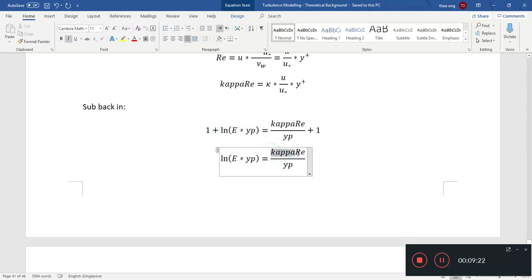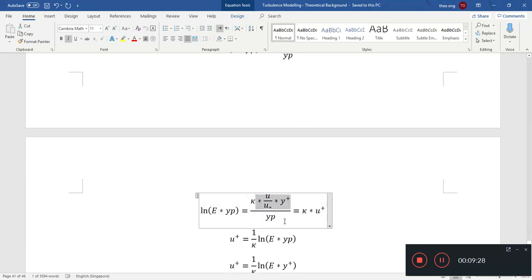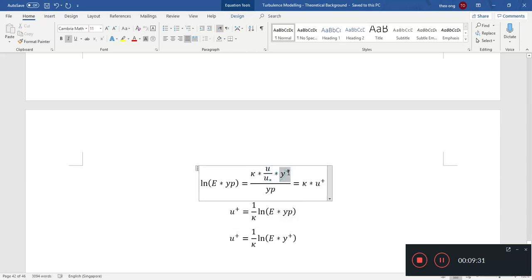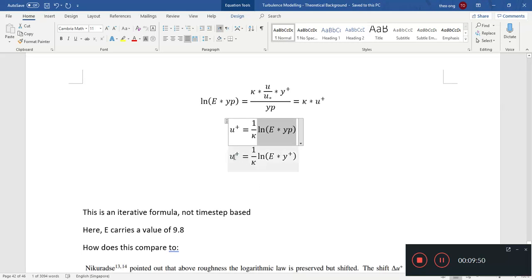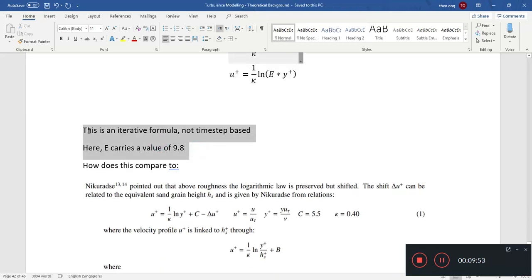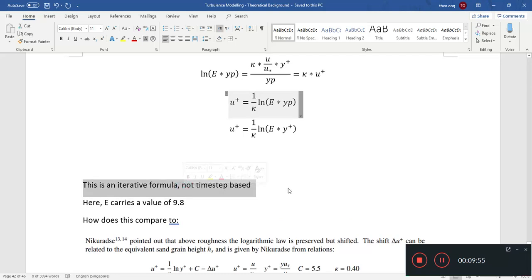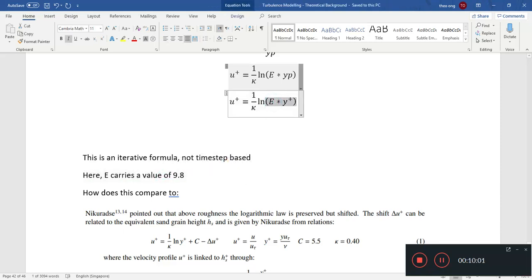We substitute kappa Re as this thing I'm highlighting here, and just copy and paste, and you'll see that immediately the y plus cancels out with yp. Well, yp is y plus. It's just called yp in the code. And u over u star, or u over the friction velocity, becomes u plus. So u plus becomes 1 over kappa ln E y plus. Just note this is an iterative formula. It is not time step based, and here the E carries a value of 9.8.